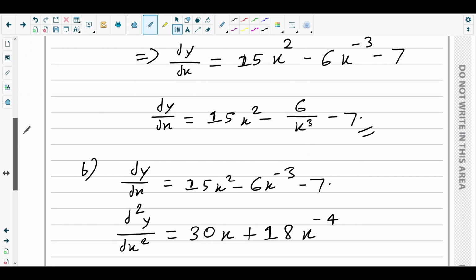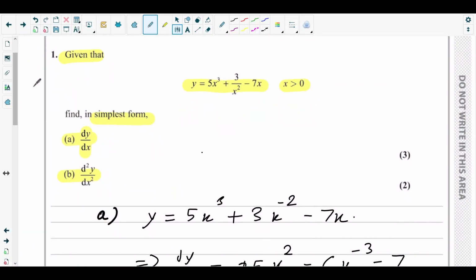That's what part B of question number 1 has asked for, and that's the end of the first question from the October 2023 P1 paper.